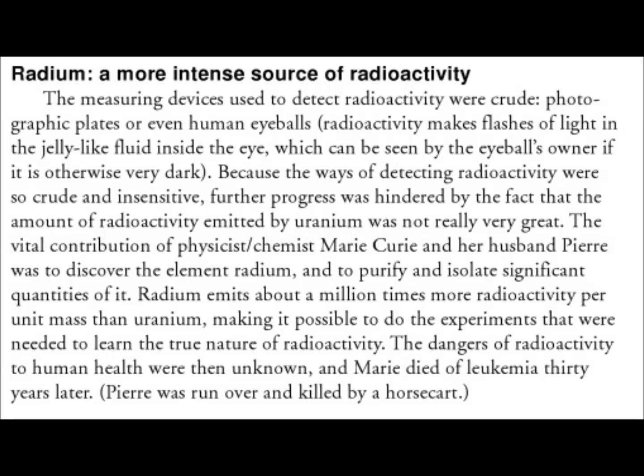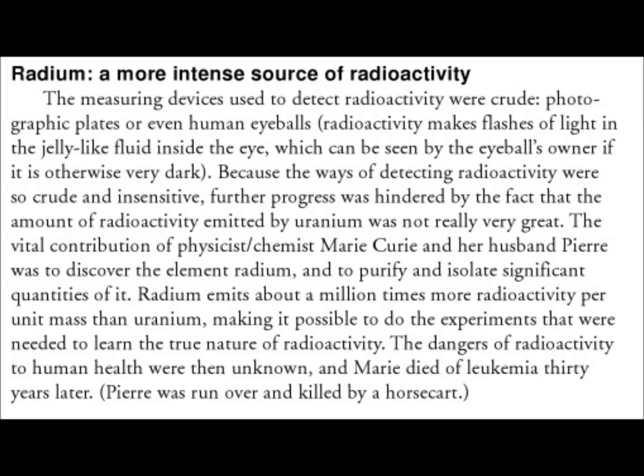Radium, a more intense source of radioactivity. The measuring devices used to detect radioactivity were crude. Photographic plates, or even human eyeballs. Radioactivity makes flashes of light in the jelly-like fluid inside the eye, which can be seen by the eyeball's owner if it is otherwise very dark. Because the ways of detecting radioactivity were so crude and insensitive, further progress was hindered by the fact that the amount of radioactivity emitted by uranium was not really very great.